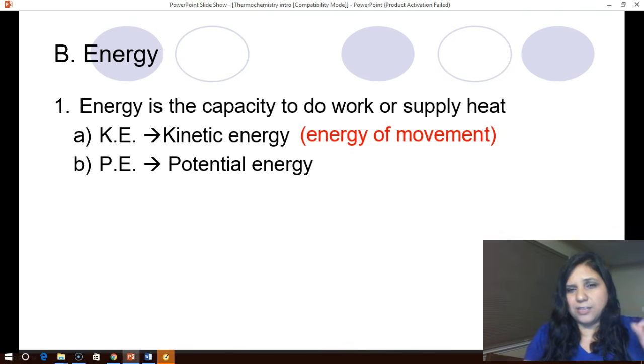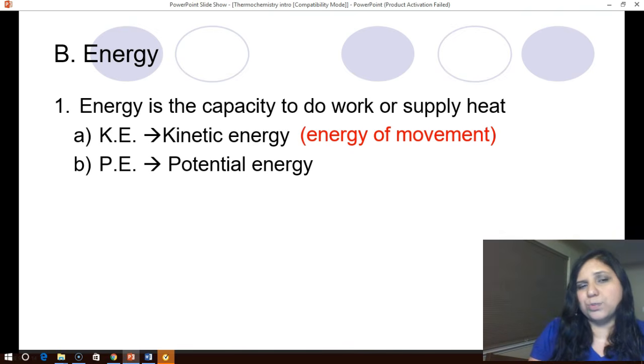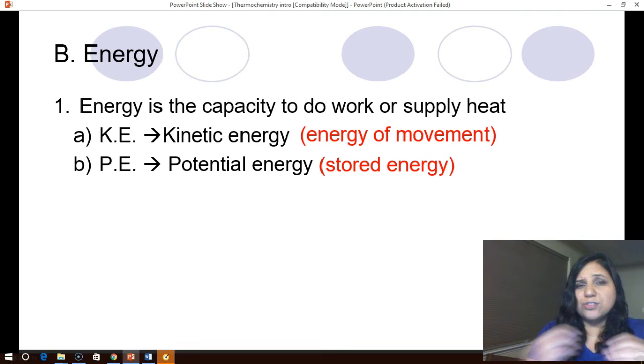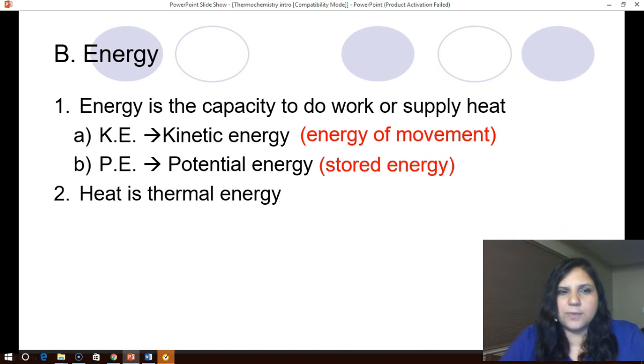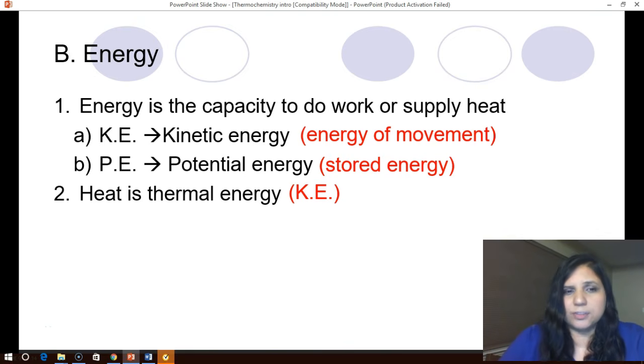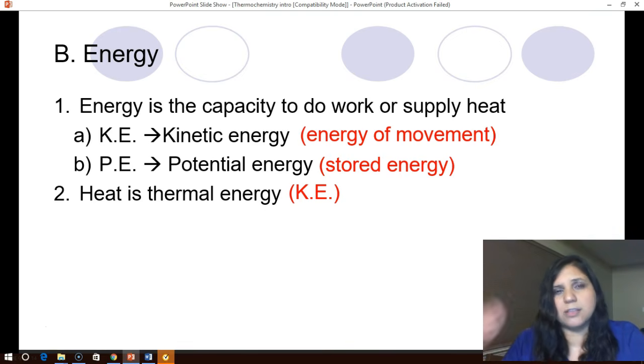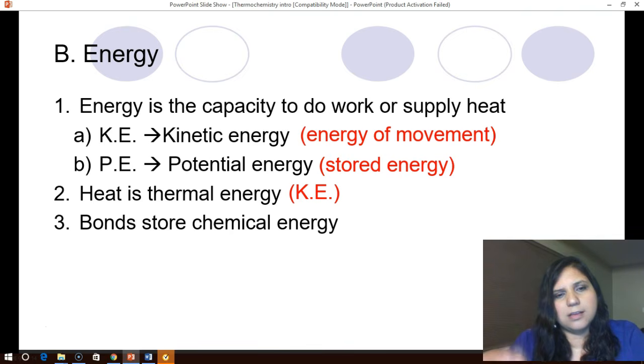Kinetic energy is the energy that an object has because of its movement. We learned this when we were talking about the kinetic molecular theory. Potential energy is stored energy. Heat is just an example of thermal energy, and thermal energy is a type of kinetic energy. Remember that heat is the total amount of movement or kinetic energy that a substance has.